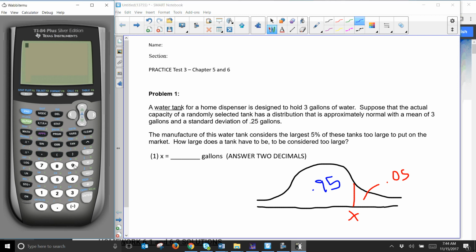So we put our calculator on. We can do second vars, inverse norm. Here it says that we want the area to be 0.95 to the left. For the mean, it's 3 gallons, and the standard deviation is 0.25 gallons. If I go ahead and enter that in, then I get that a water tank with 3.41 gallons will be considered too large.